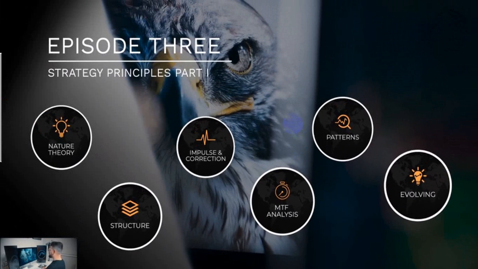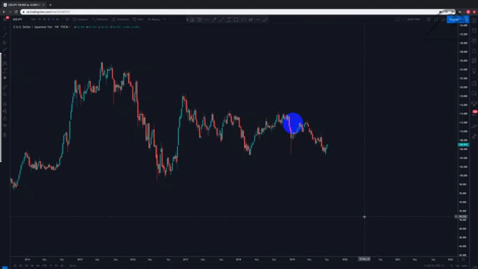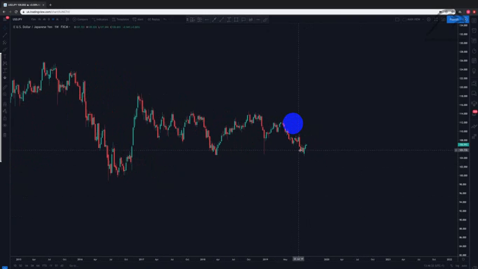Now let's take a look at how we can combine that on the chart, so you can see how we start from the higher time frame and work our way down to the lower time frame. So now let's take a look at multi-time frame analysis. So you understand your impulses and your corrections. Well, how can we utilize that to our advantage in multi-time frame analysis?